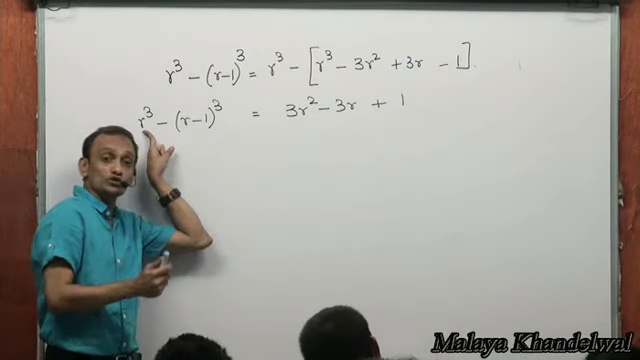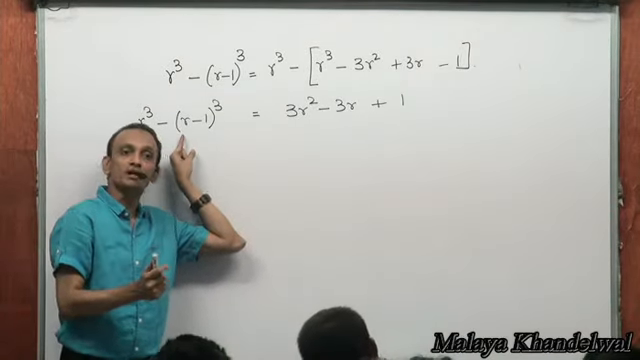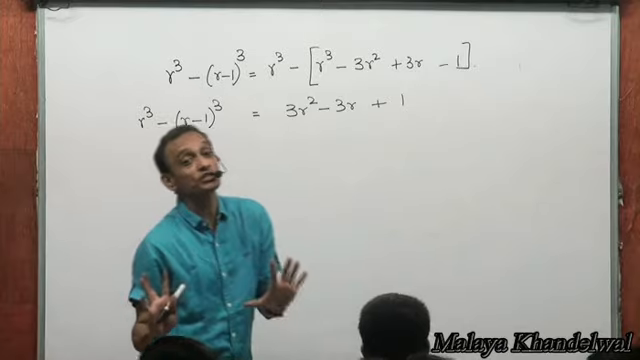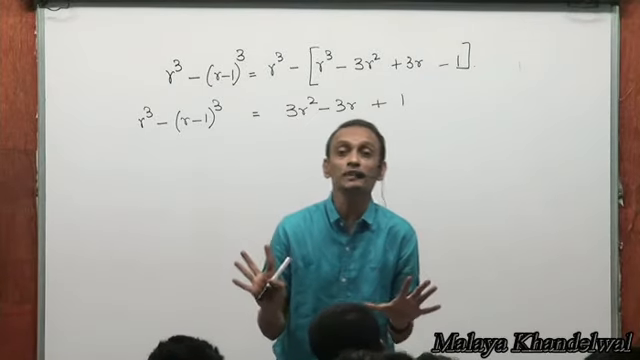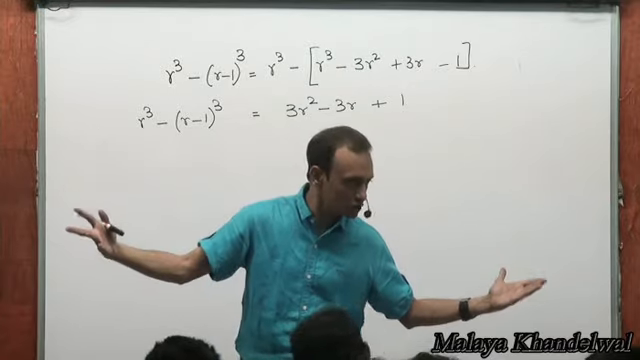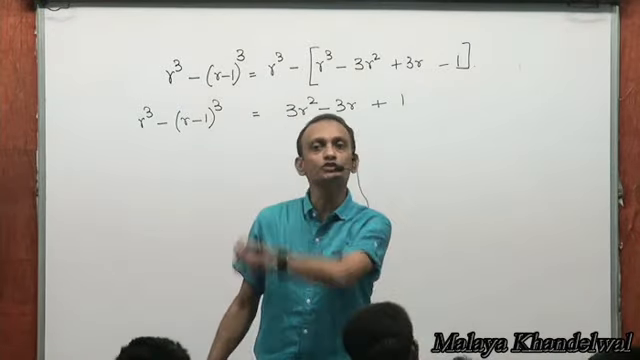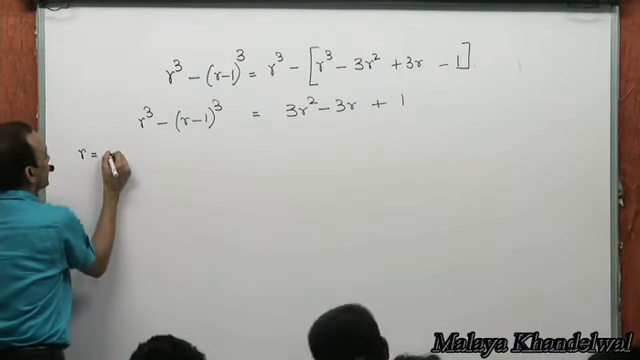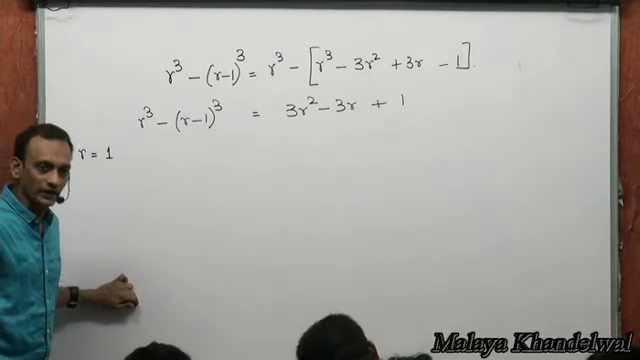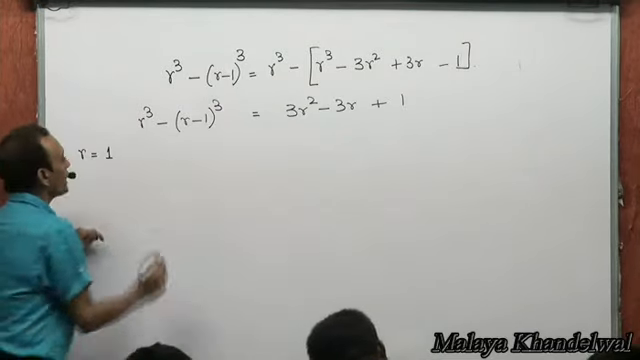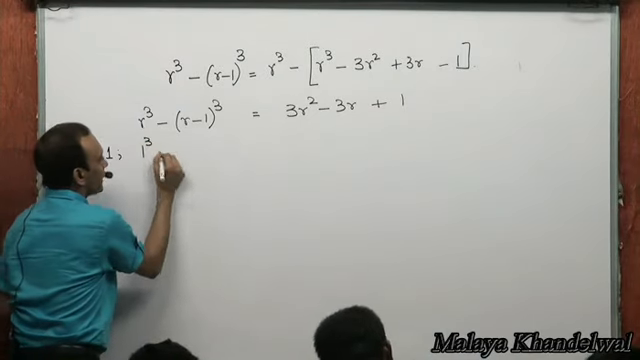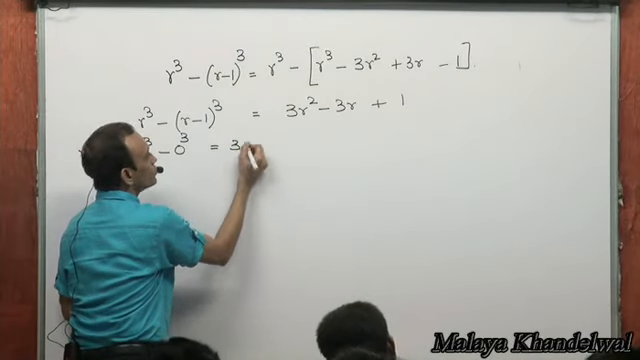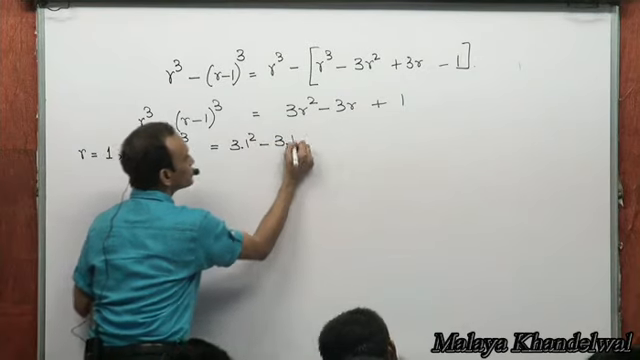It is true for r equal to London, r equal to Hong Kong, r equal to Patna, r equal to anything. Right? This is an identity. So if there is an identity, you enjoy the luxury of plugging in any value of r that you want. Right? So let's start by doing the following. Let me plug in r equal to 1 on both sides. So I end up getting 1 cubed minus 0 cubed equals 3 into 1 squared minus 3 into 1 plus 1.